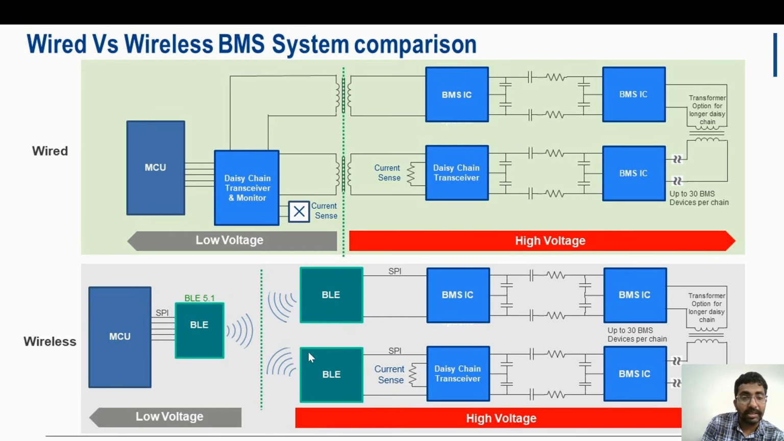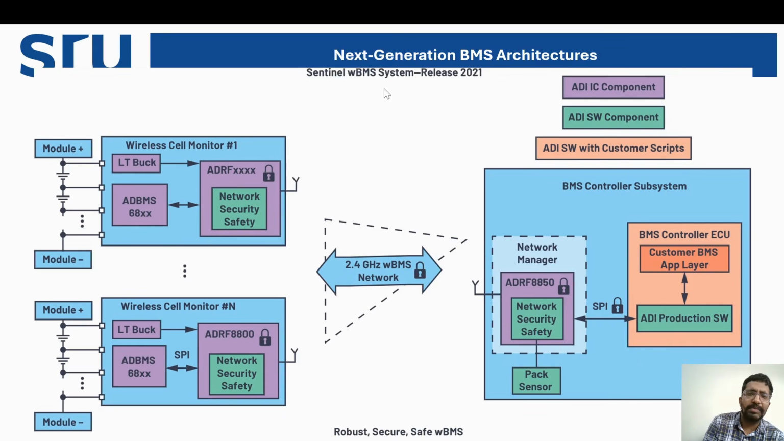Okay, wireless connections. Here the BLE and microcontroller can be connected with a serial peripheral interface. Okay, SPI connection can be possible. Here also any wired connection is done through SPI, serial peripheral interface, and in between you can have Bluetooth. So this is operating at a low voltage and this is operating at a higher voltage. So this is all about the upgraded BMS, the wireless BMS system.